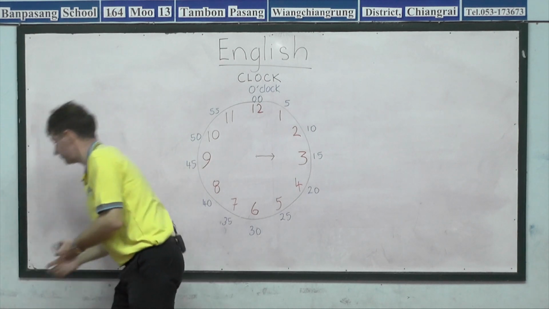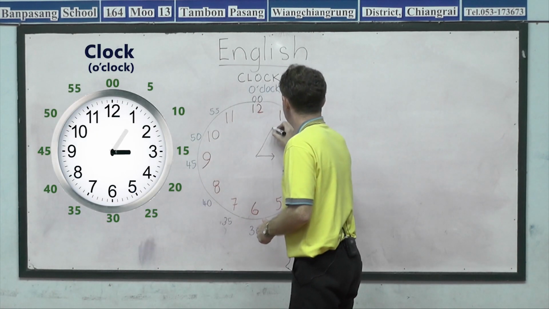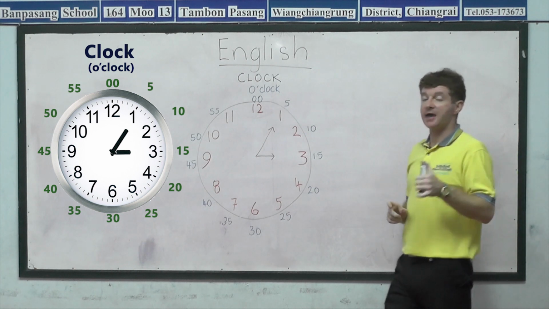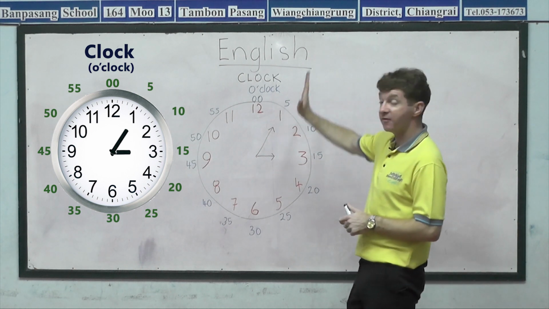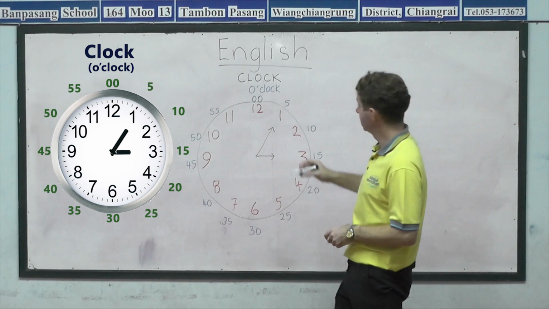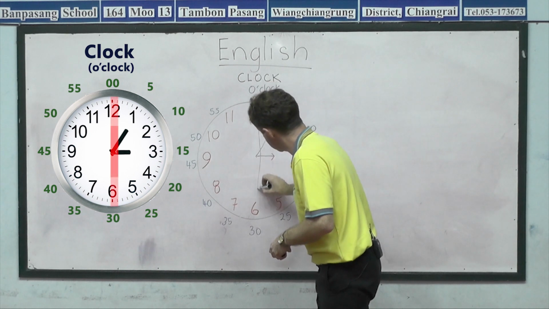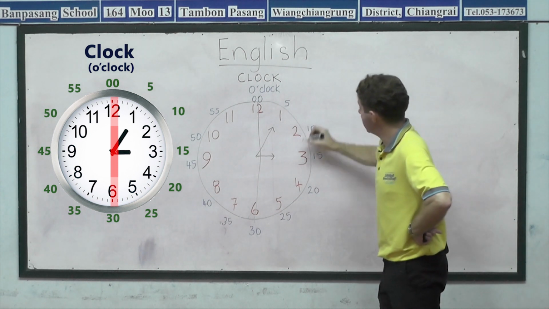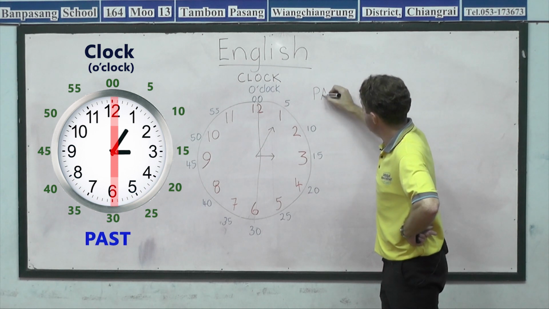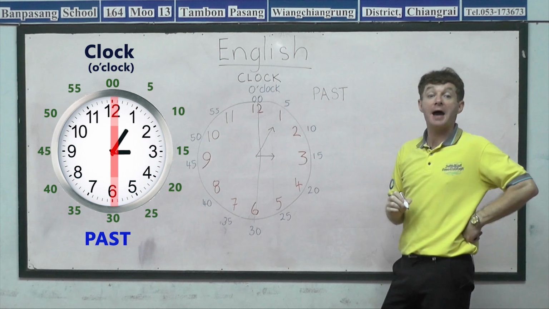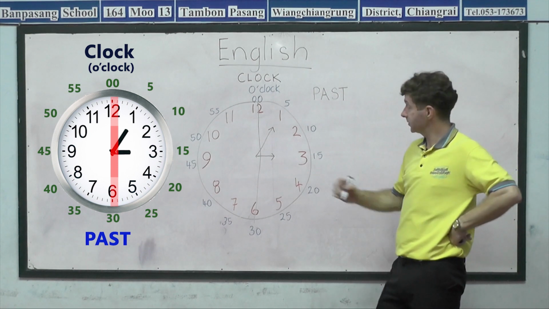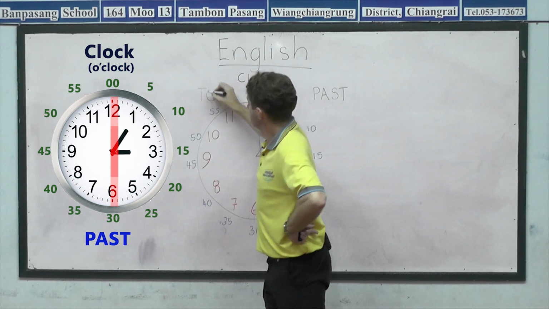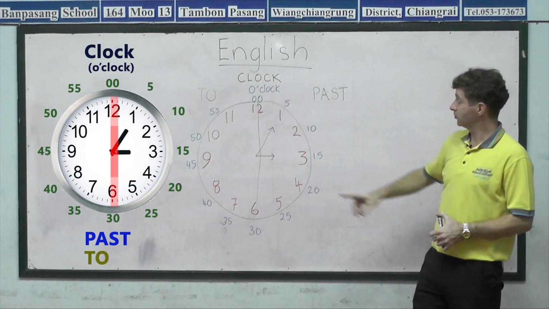How about if our minutes hand moves around a little while? 3:05, okay? But today, what we're going to learn about, we're going to divide our clock face into 2 halves. So I will draw an imaginary line down the middle. The right-hand side of the clock face, we can say P-A-S-T, past. The left-hand side of the clock face, to. Okay?